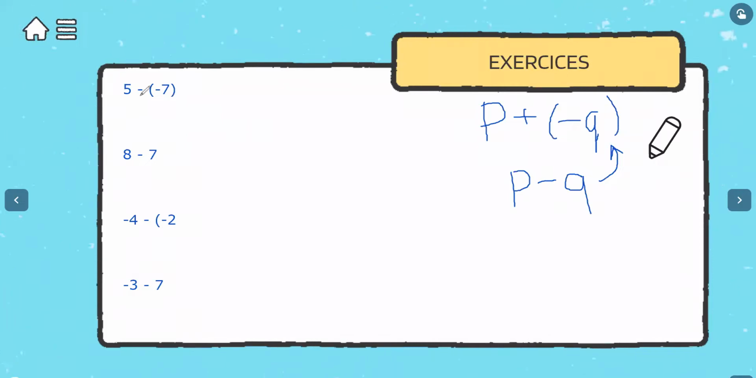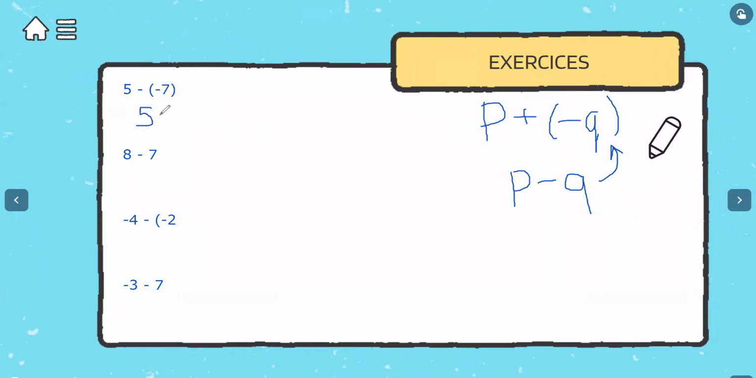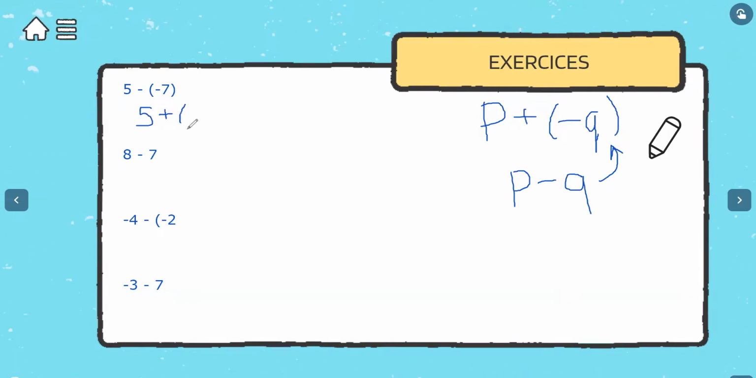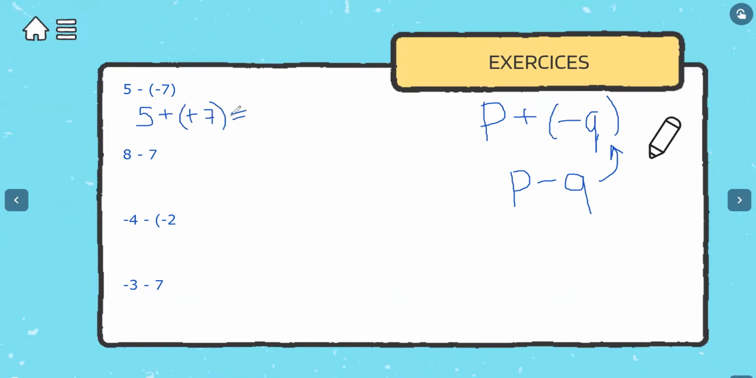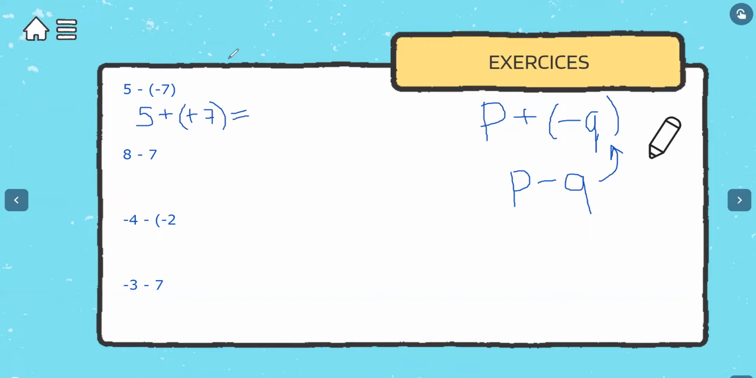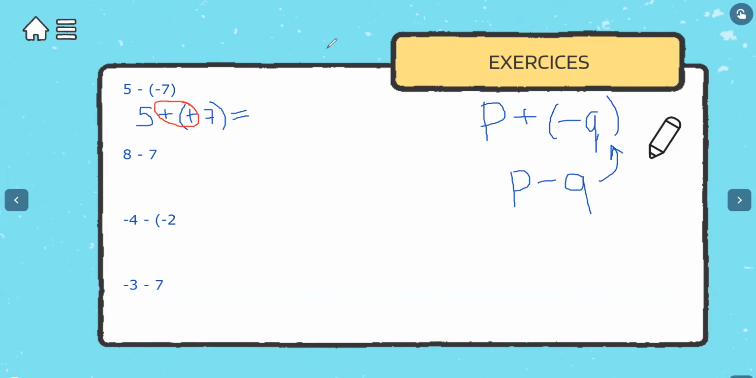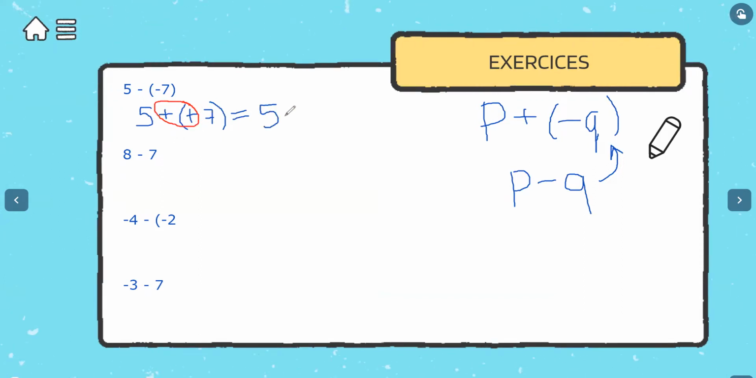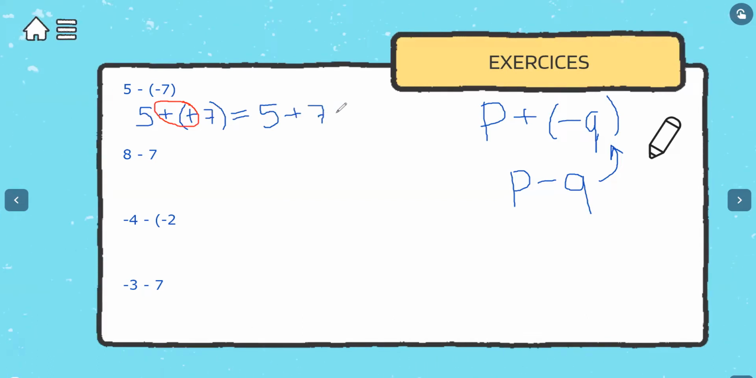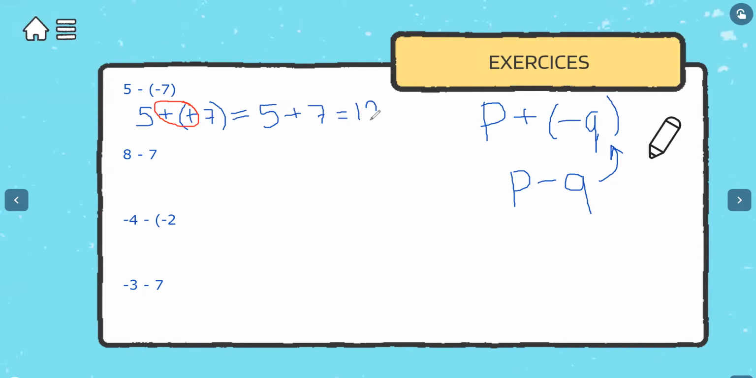So what it means is the first number, in this case 5, we're going to add the opposite of the second number. In this case, the second number is a -7. The opposite, or the additive inverse, is a +7, right? So remember, when we have two signs together, separated by a parenthesis, it's a multiplication. So we have to multiply the sign. In this case, positive times positive remains a positive. So it's going to be 5 plus 7, which is 12.